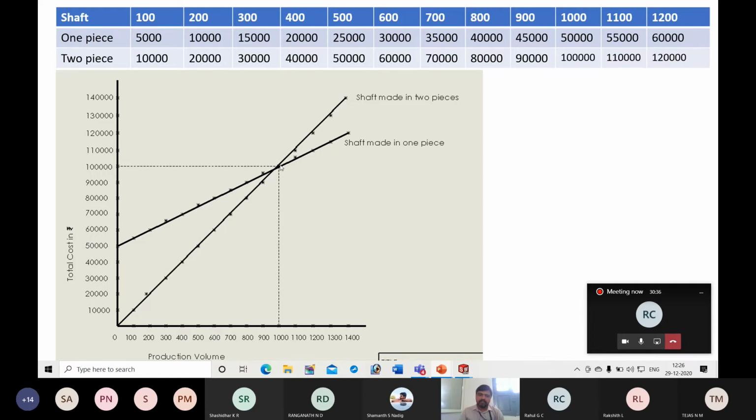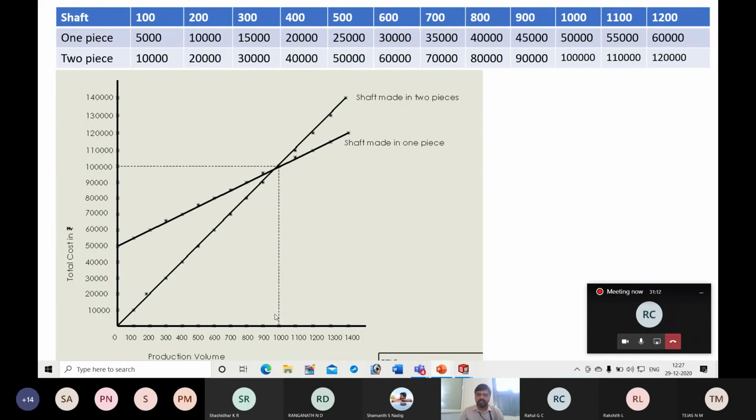Okay, so after plotting this graph, you can find the point of indifference. The point of indifference is the point where these two lines cross each other. Then draw a vertical line, and you will get the production volume at this point of indifference. So for this problem, 1000 units is the point of indifference.